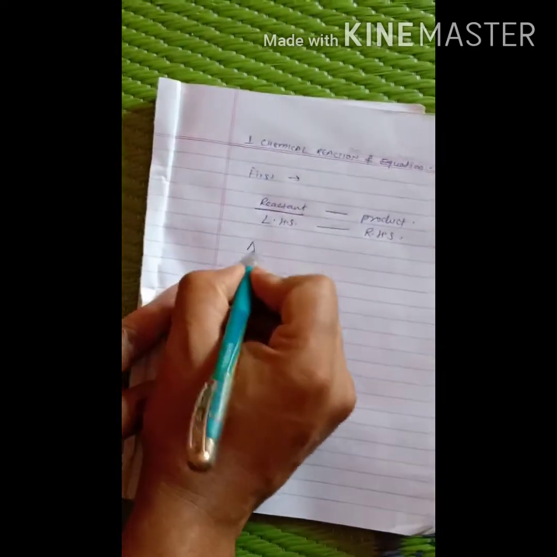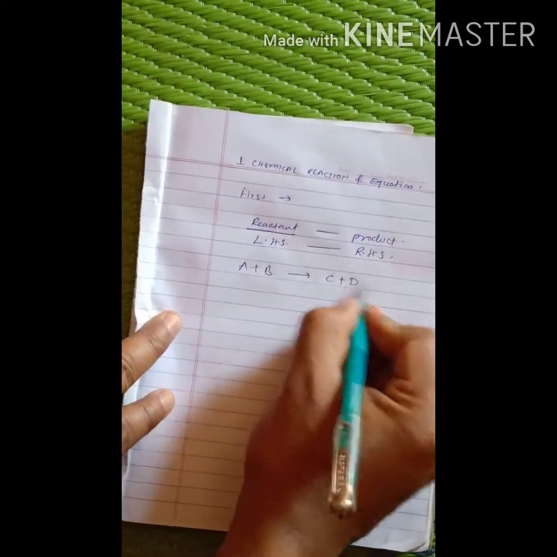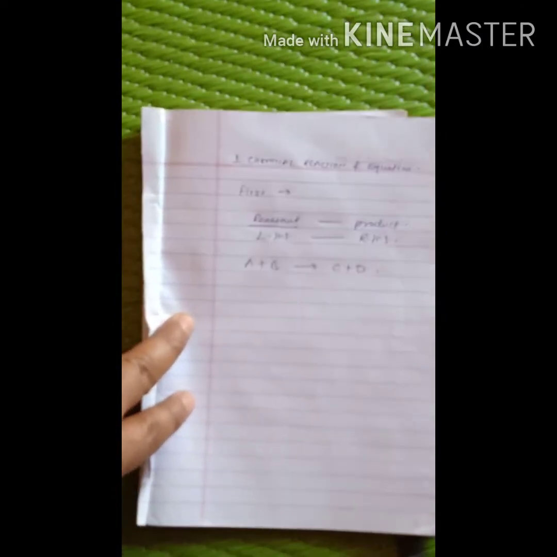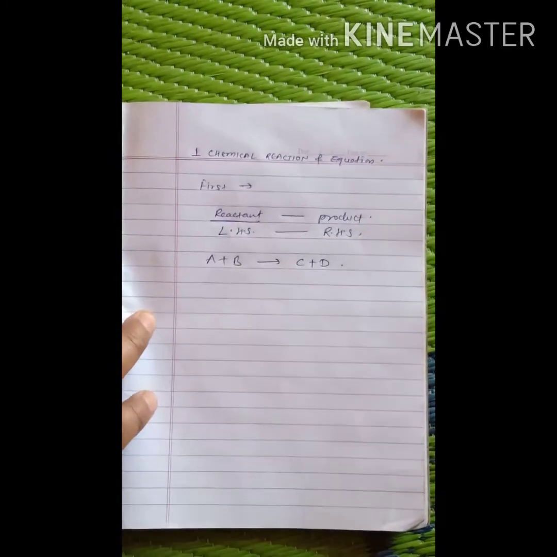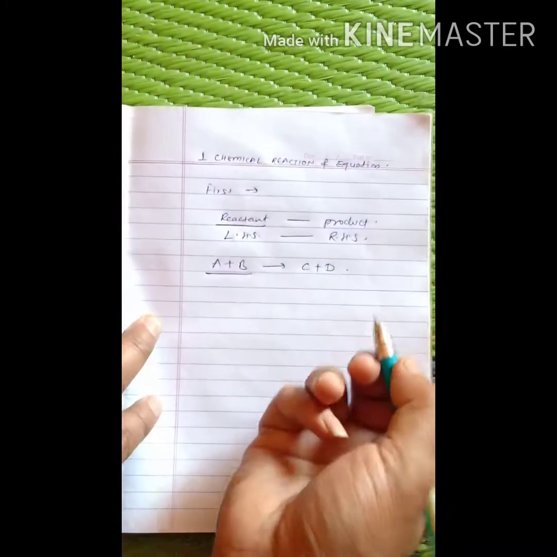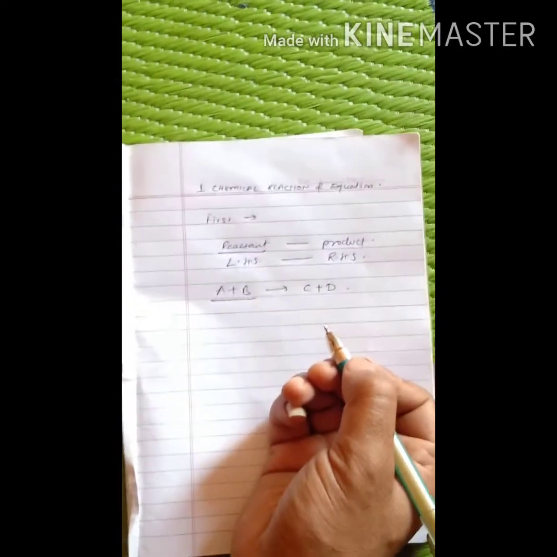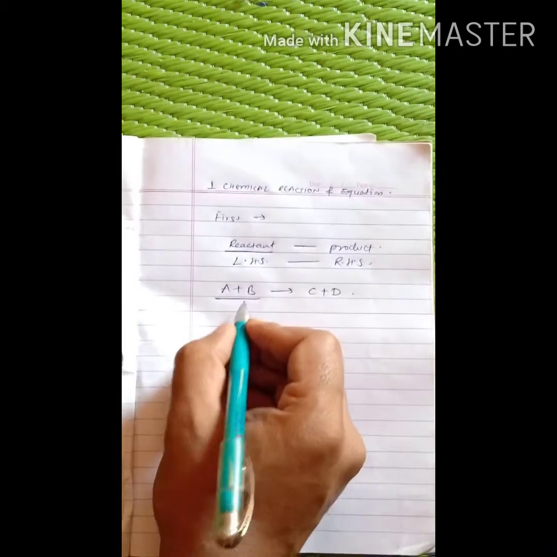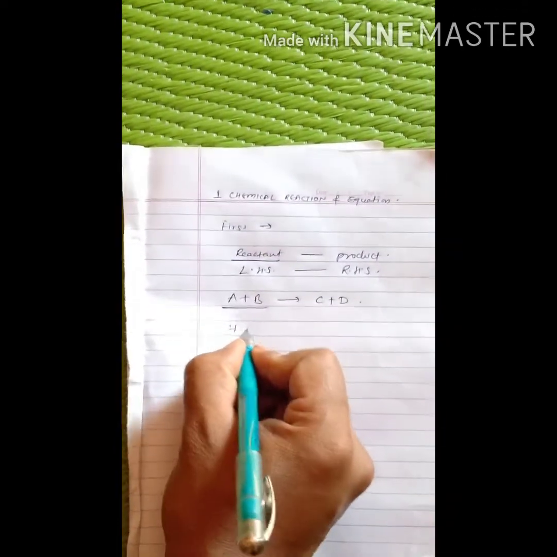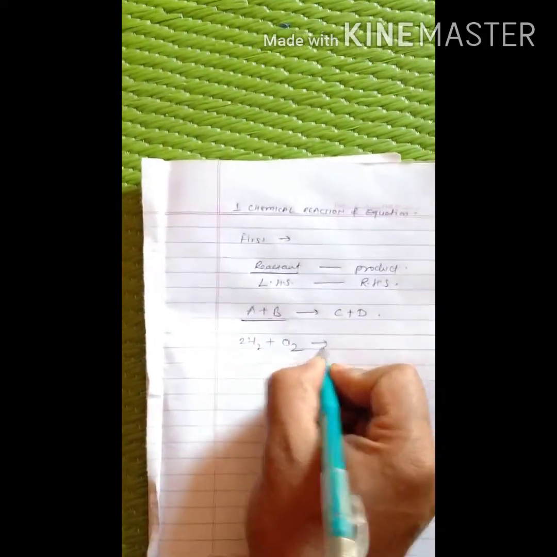Now, like A plus B gives C plus D. Now you think about that, if A plus B then it gives AB, but here C plus D, because the reactants are different and they give a new product, because in any chemical reaction a new product is formed. Now we see an example, like hydrogen reacts with oxygen to give water.